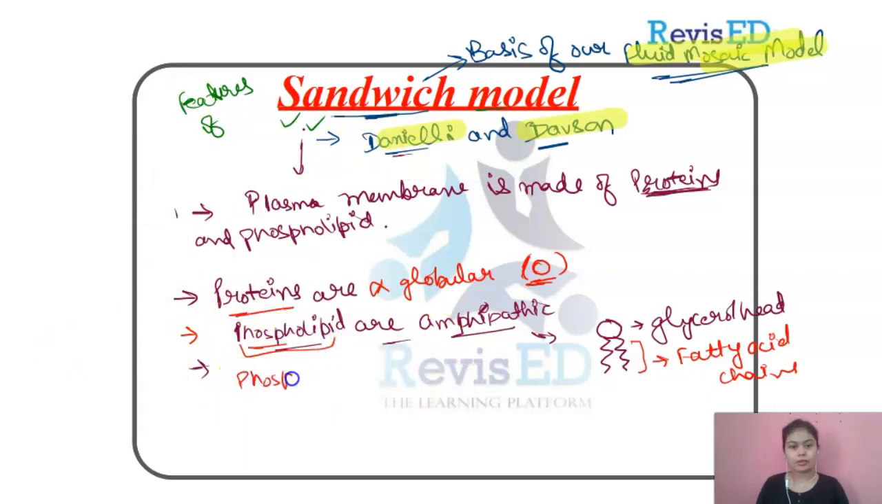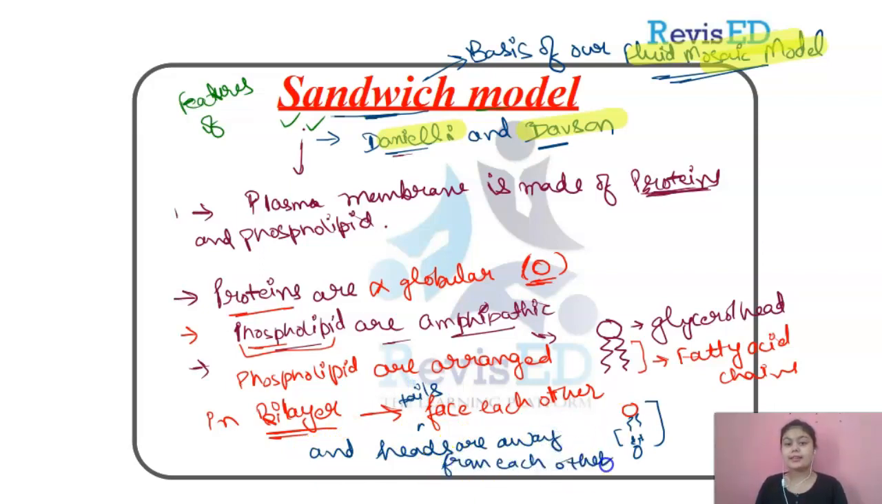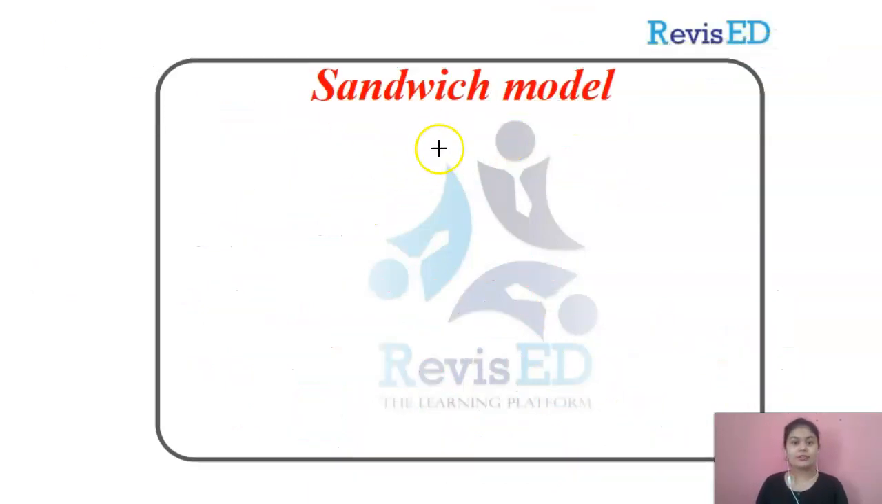Now come to the next point. According to the sandwich model, phospholipid is arranged in the form of a bilayer. You can see the diagram. Their tail parts face each other, like this. You can see in the bilayer form how they arrange themselves: their tails face each other and their heads are away from each other. Are you understanding? Alright, you are very good.